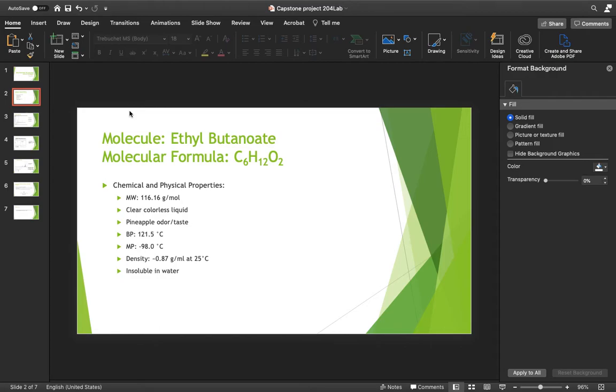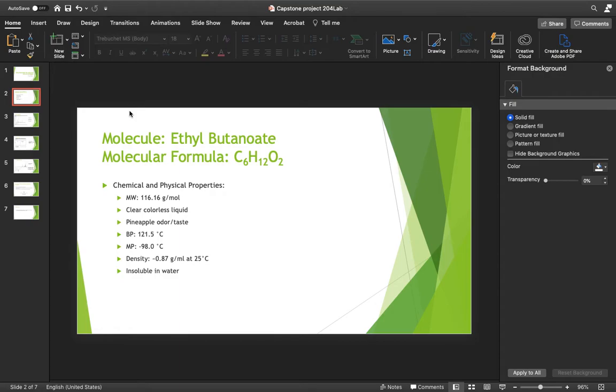Its molecular weight is 116.16 grams per mole, in line with the formula. At room temperature it is a clear, colorless liquid with the odor and taste of pineapples. Its boiling point is 121.5 degrees Celsius. Its melting point is negative 98.0 degrees Celsius, explaining why it's liquid at room temperature. Its density is 0.87 grams per milliliter at 25 degrees Celsius, and it is insoluble in water.